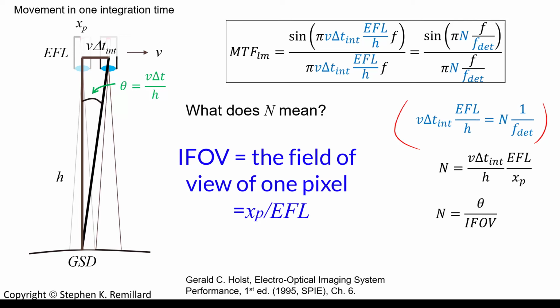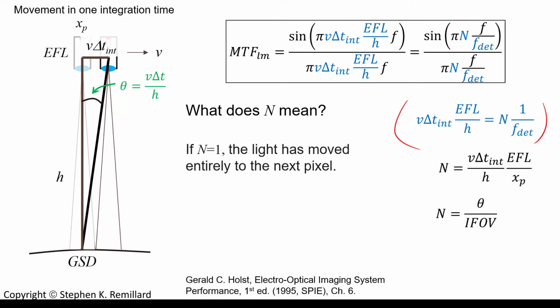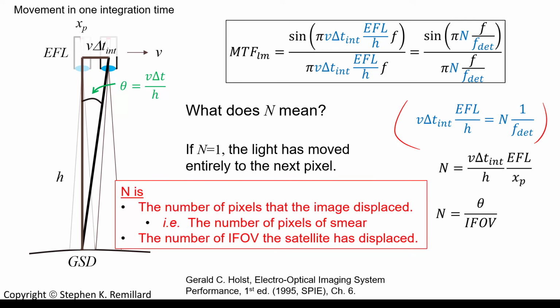So what does it mean then if, say, for example, n equals 1? If n equals 1, the light has moved entirely 1 pixel over, because in that case the angular displacement theta equals the instantaneous field of view. If n is less than 1, it's moved less far. So my interpretation of this coefficient n is it's the number of pixels that the image displaced. It's the number of pixels of smear. You could also look at it as the number of instantaneous field of views the satellite has displaced.